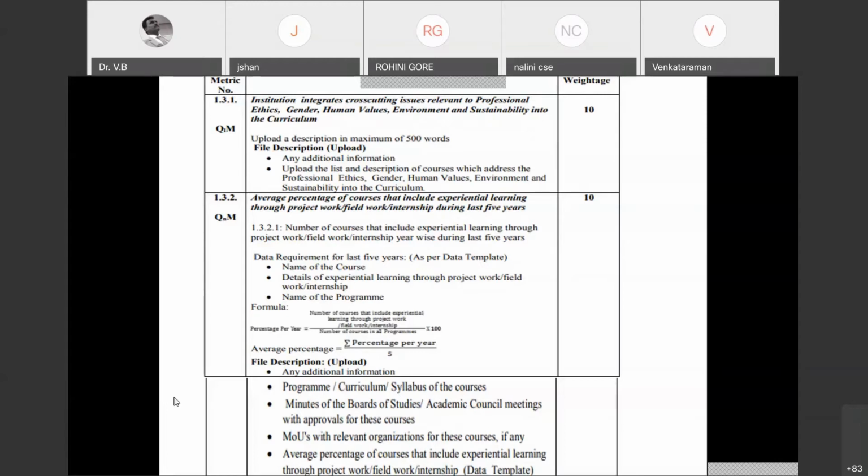And the supporting documents that you have to enter are, as I said, the program and the curriculum, the syllabus, which says that yes, mini project is a part of this course. And if you are an affiliated institution, then the minutes of the boards, the point number 2, is not applicable to you. And if you are a private university, then point number 2 would be applicable.